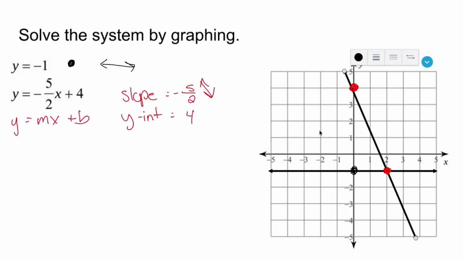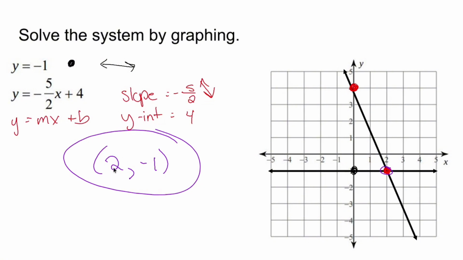There we are. And we can see that these 2 lines are going to cross at a point. And that point is going to be 2, -1. Now what 2, -1 means is if I were to label you x and label you y and plug you into both equations, it's going to be a true statement for both. And we can even see that.